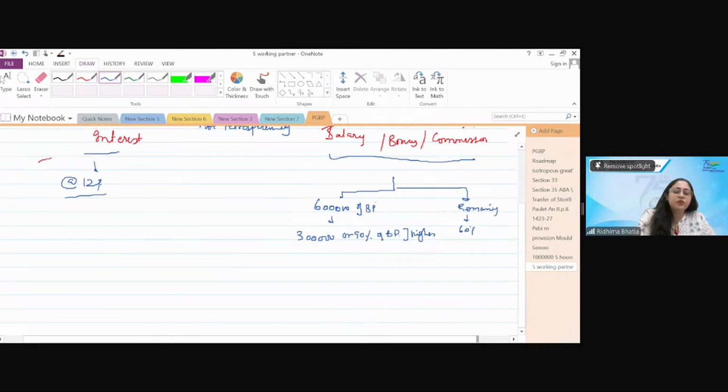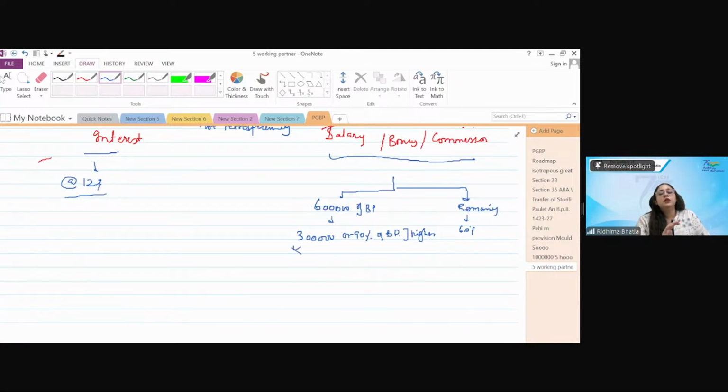Earlier it was 3 lakh rupees of book profit. So the first 6 lakhs, it is either 3 lakhs or 90% of book profit, whichever is higher. Suppose there is a loss, if the company is incurring a loss, there is no book profit, there is loss, at least 3 lakhs would be allowed.